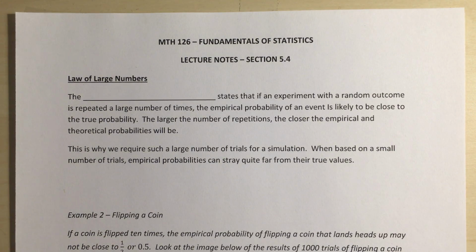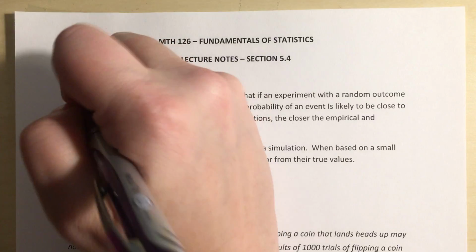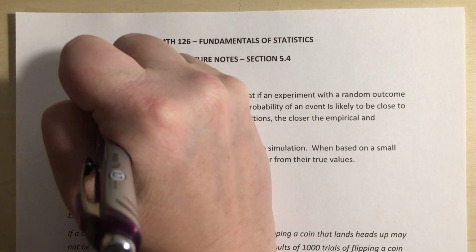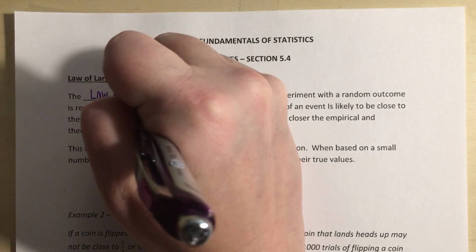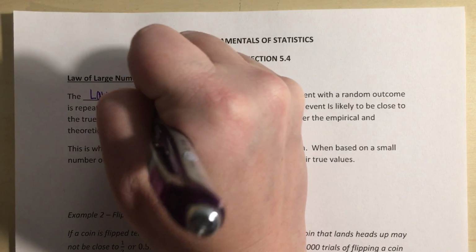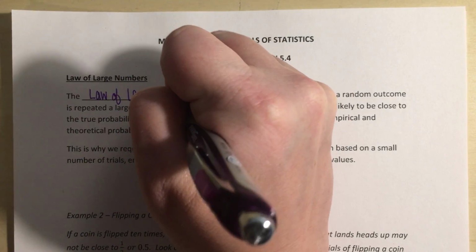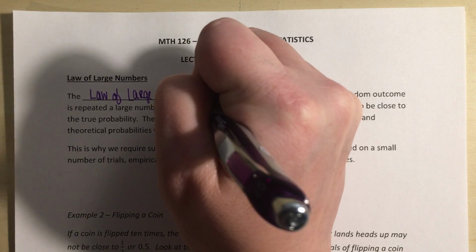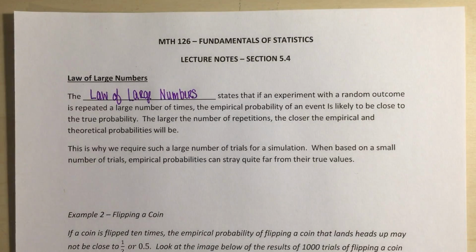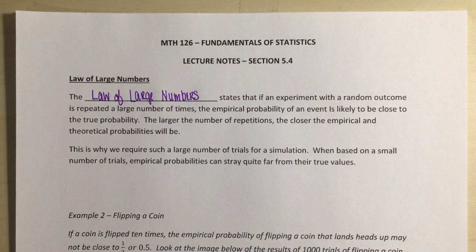So we're going to finish up section 5.4 by talking about something called the law of large numbers. The law of large numbers gives us a way to connect our empirical probability to our theoretical probability.